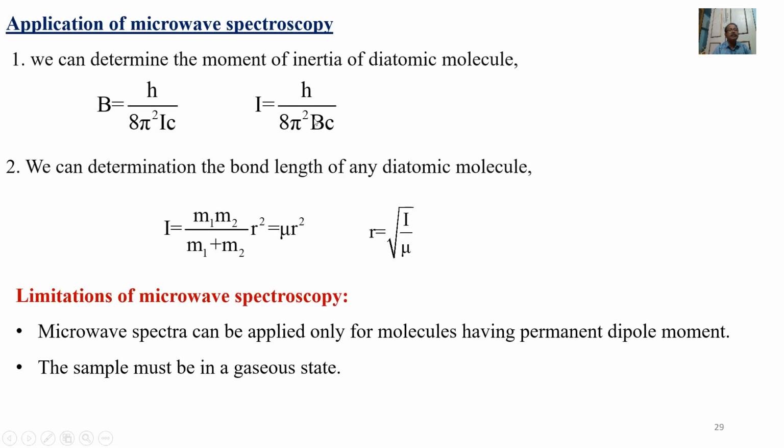Applications of microwave spectroscopy. We can determine the moment of inertia of a diatomic molecule. So B is recorded from the spectrum. We can get the moment of inertia using this formula. B is known from the spectrum. We can determine the bond length of any diatomic molecule. I equals m1 m2 divided by m1 plus m2 times r squared, which is equal to mu r squared. So the bond length, the internuclear distance of two atoms, can be easily calculated. So r equals root of I by mu.